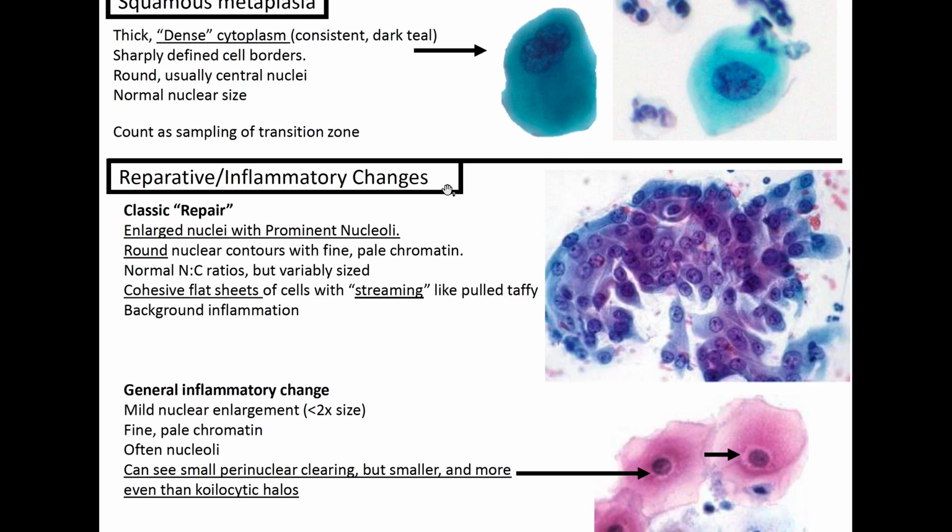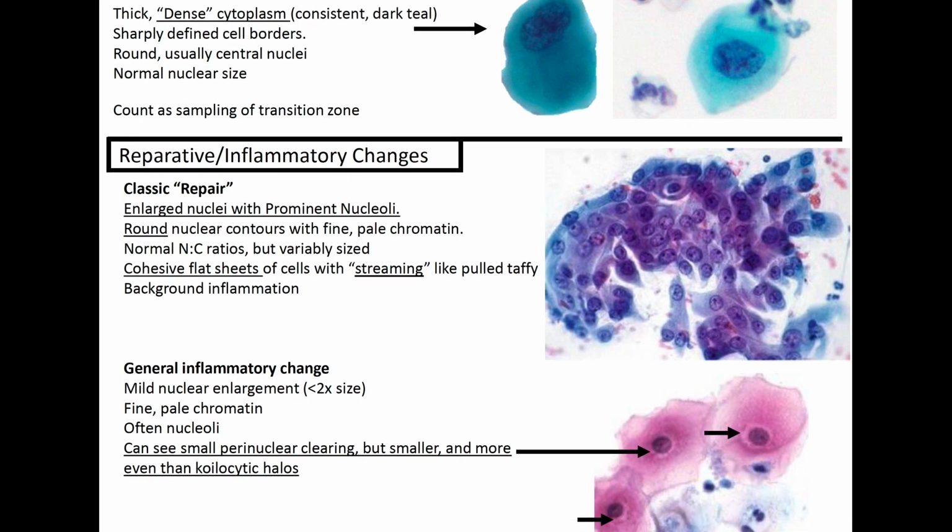Moving on, we have squamous metaplasia. So you can have thick, dense cytoplasm, as you see here, very dark teal, sharply defined cell borders, round, usually central nuclei with a normal nuclear size. And if you see squamous metaplasia, that can count as sampling of the transition zone, as we discussed earlier.